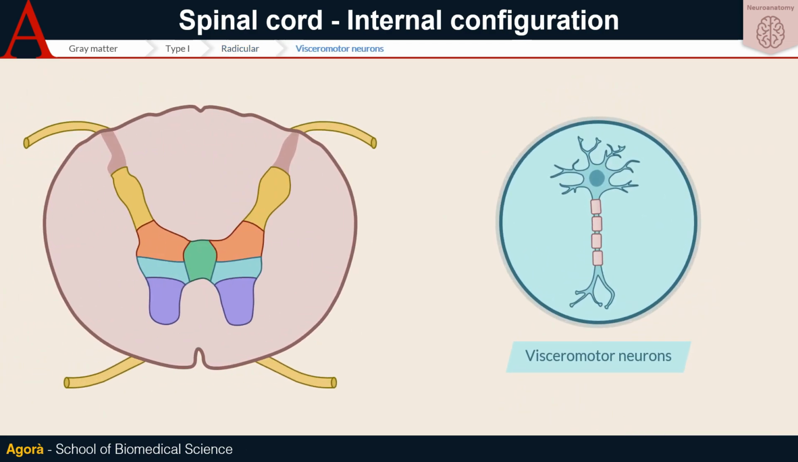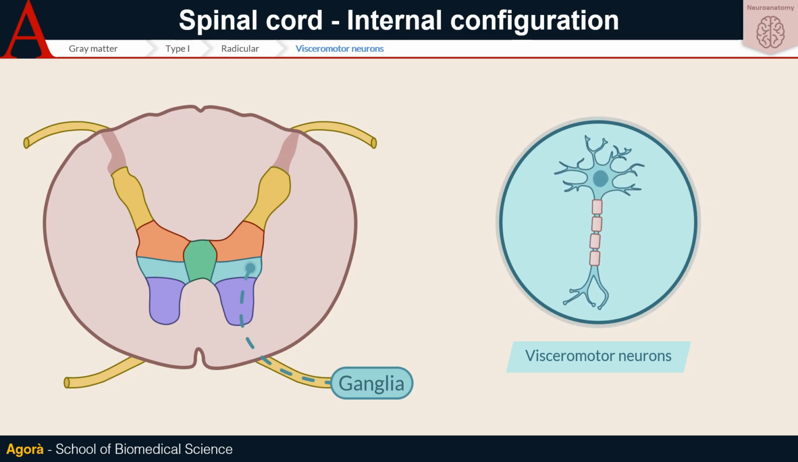Visceral efferent neurons are mostly located in the lateral horn and are characterized by an axon wrapped in myelin sheath, which reaches the ganglia of both sympathetic and parasympathetic chains. Therefore, they take the name of preganglionic neurons.